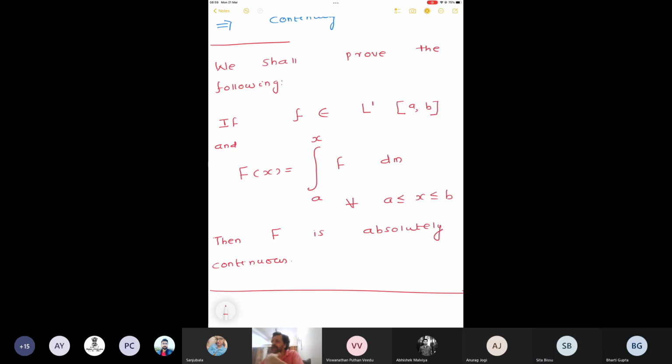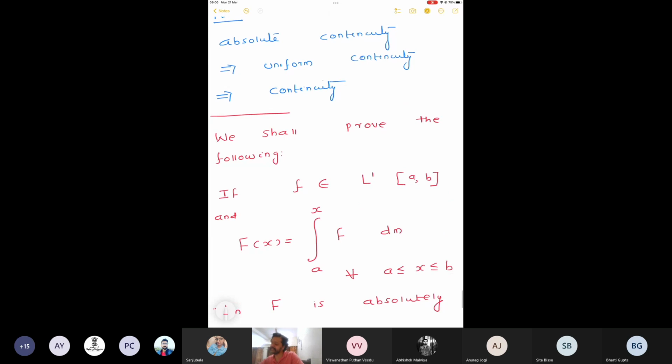Yes, sir. If you have an L1 function, a Lebesgue integrable function, its indefinite integral is absolutely continuous. We are yet to prove it. And after proving this, we shall prove that, in fact, this is the only way to get an absolutely continuous function. Namely, any absolutely continuous function can be identified as the integral of an L1 function, a Lebesgue integrable function. So that is the next stage.